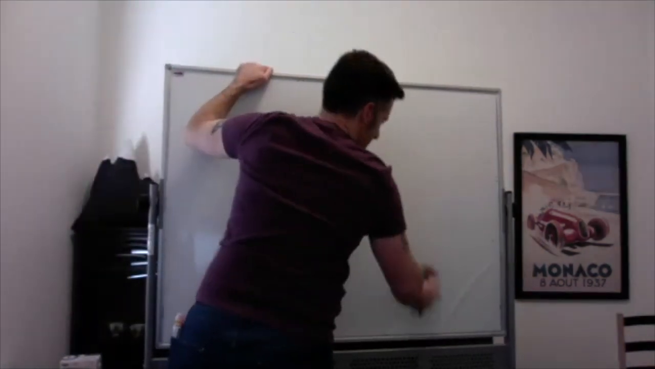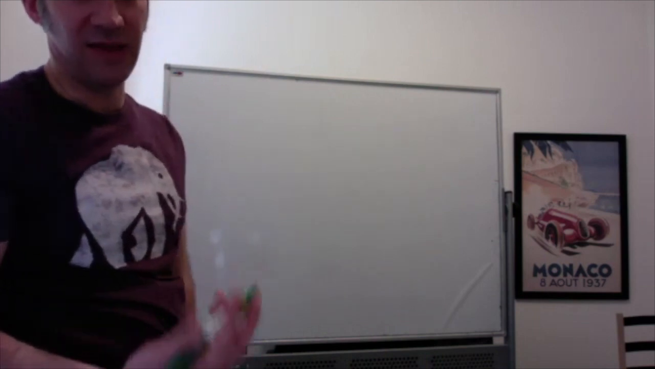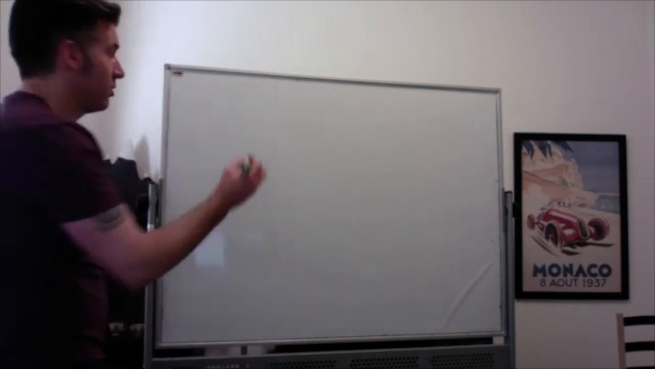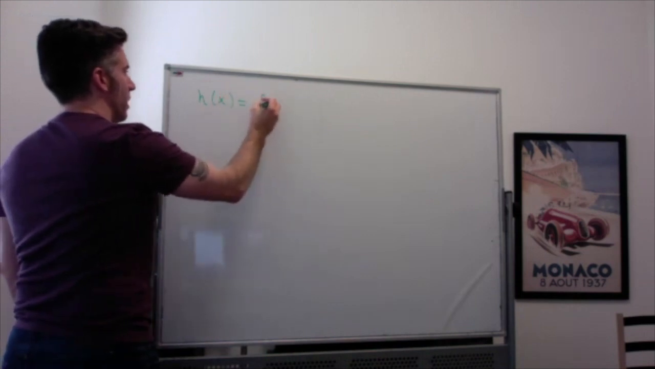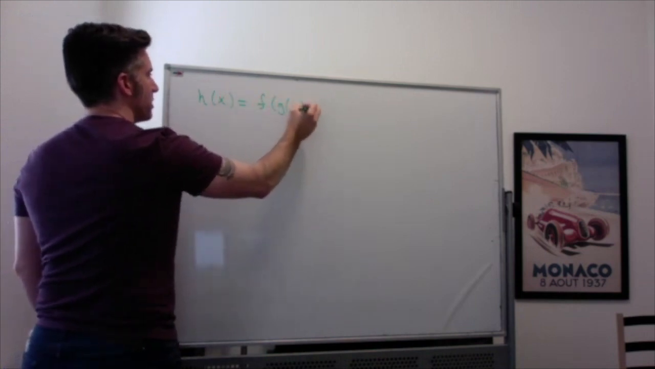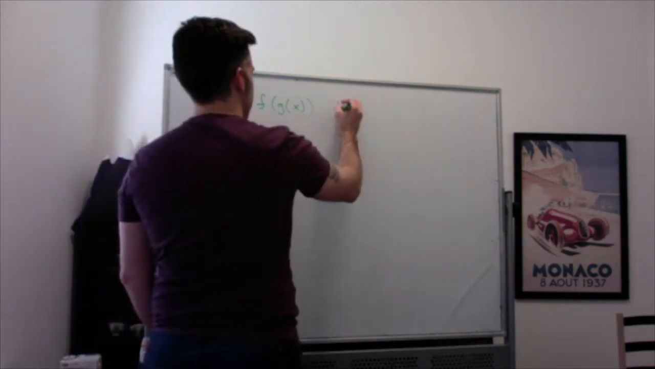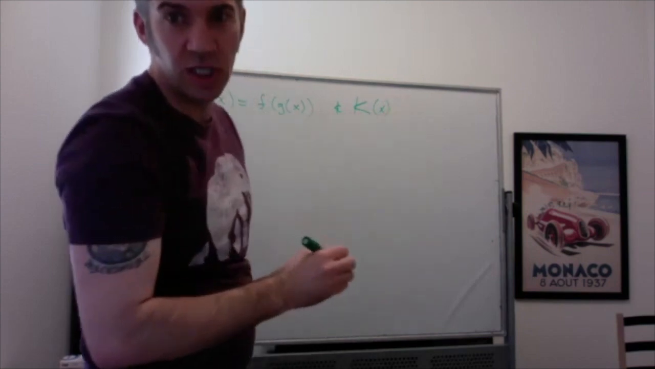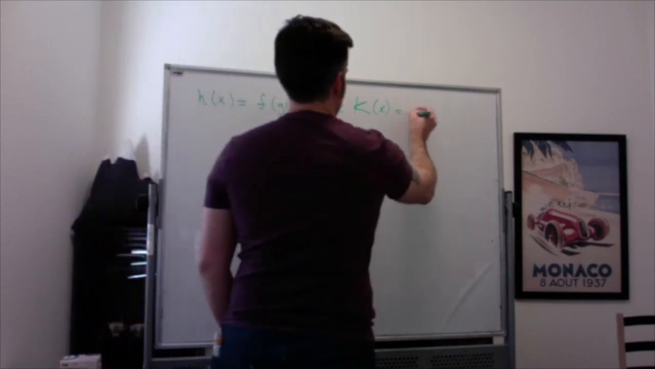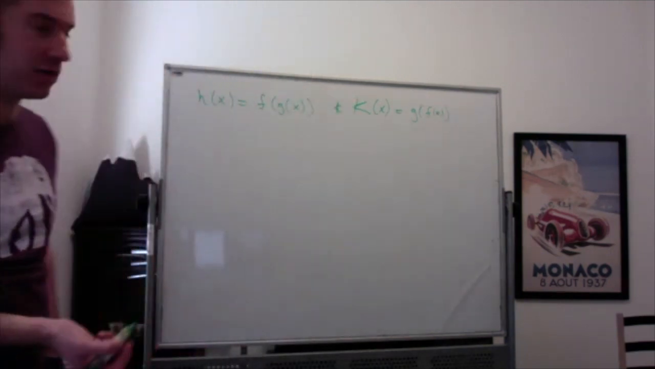Yeah. So the thing I wanted to say is the following question. Let's say we were given this information. Suppose that we know that h of x is equal to f of g of x, and capital K of x is equal to g of f of x. And we also have this table of values.